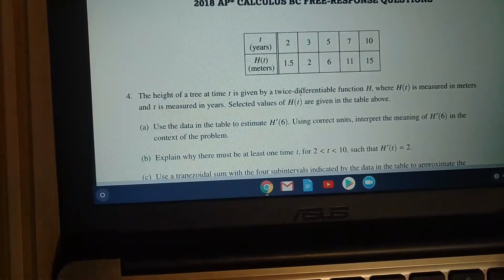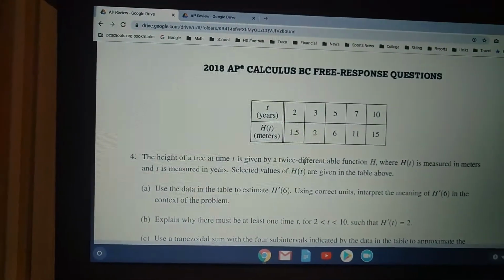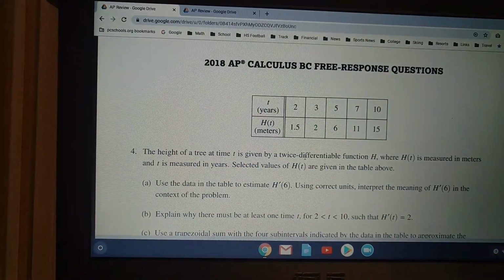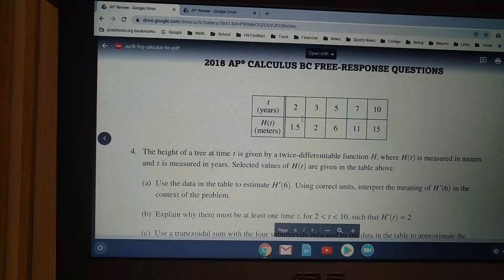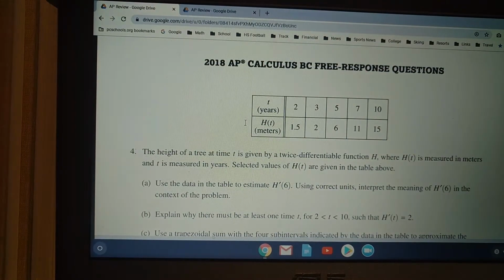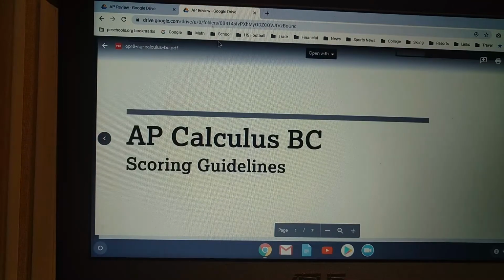So let's go ahead, and these are questions, I should say, we're looking specifically at questions 4 through 6. So here's question 4. So we're given our table of values here. And notice we have values for height, we have values for time, and so we also know that this height function is twice differentiable, so we can find second derivatives. And so let's see how to score what you've done.